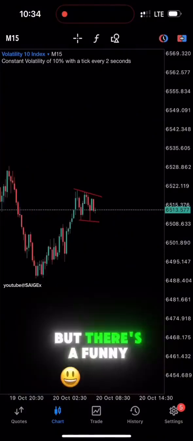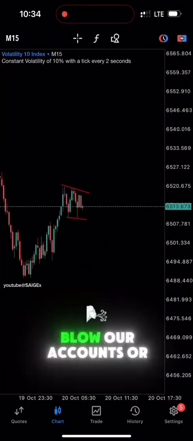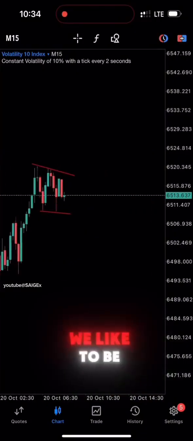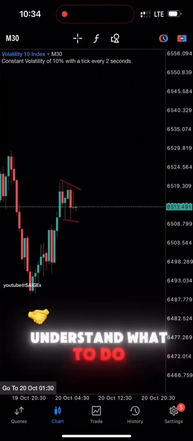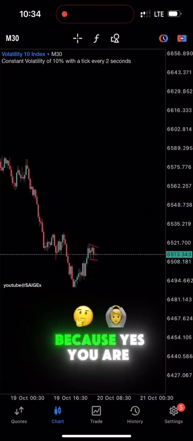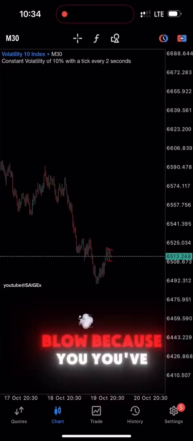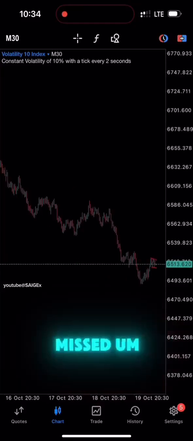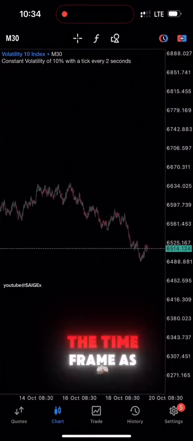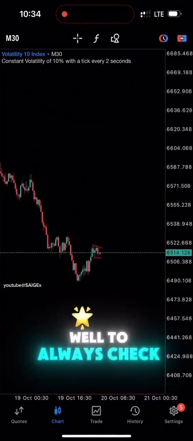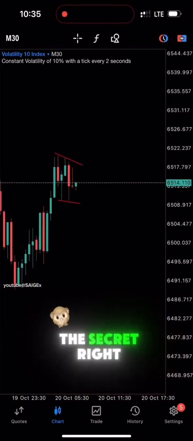All right, but there's a funny trick here which most of us blow our accounts on, or we like to be stuck there because we don't really understand what to do when we get to this point. Because yes, you are right, it's a flag and it's going to go up, but you will still blow because you have missed another important thing. So you go to the higher time frame as well to always check. So there is something you need to know here, the secret, right?